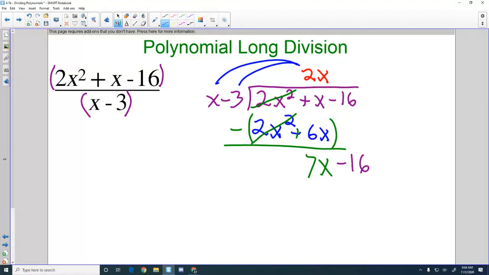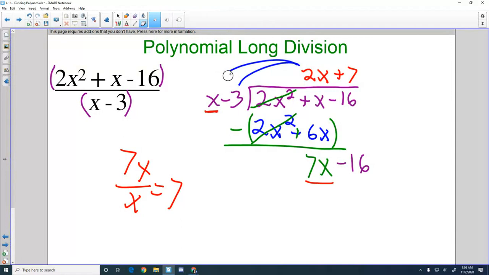So now I'm going to look at x, and I want to make it into a 7x. So what do I need to multiply x by to make it a 7x? Just a 7. And again, if you couldn't think of that straight away, just take 7x divided by x, and you see, oh, well, that's a 7. That'll always work for you if you can't figure out what do I need to multiply this by. So I'm going to put a positive 7 right there.